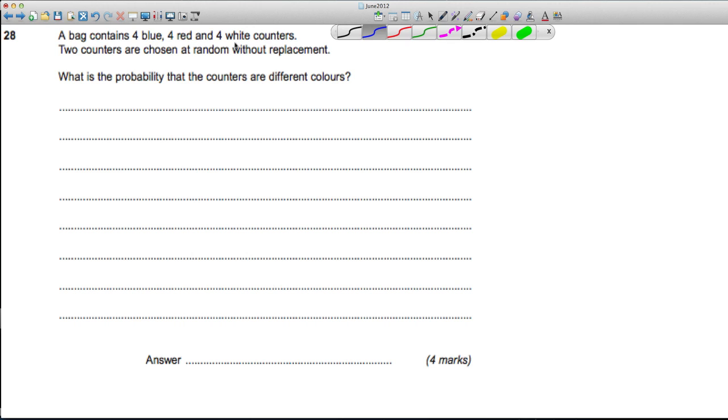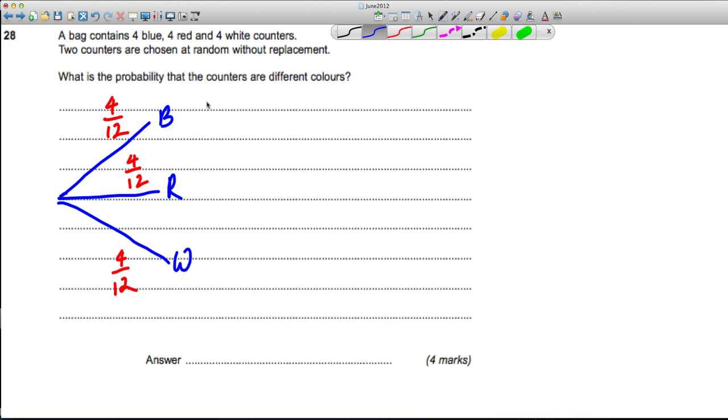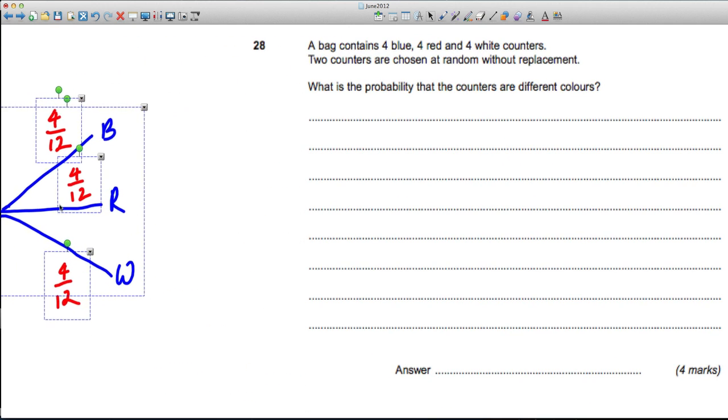A bag contains 4 blue, 4 red, 4 white. So if you pick out first, clearly you either get blue, red or white. Now, the probability of blue is 4 out of 4 plus 4 plus 4, which is 12. Don't simplify these now, because if you try and simplify, all of a sudden it makes the next branch harder. Just leave it like this. The probability of red is 4 out of 12. The probability of white is 4 out of 12. Now, I'm just going to do this over here. It might make things a tiny bit easier.